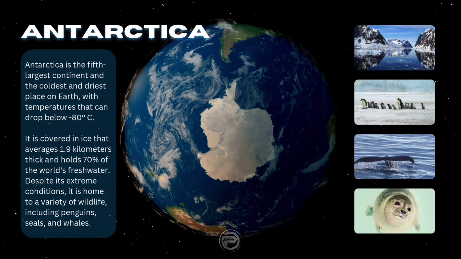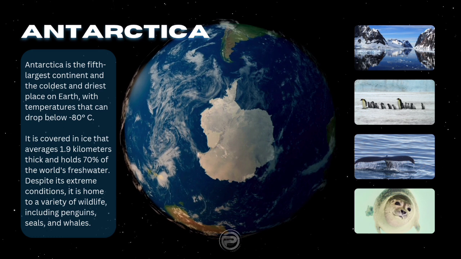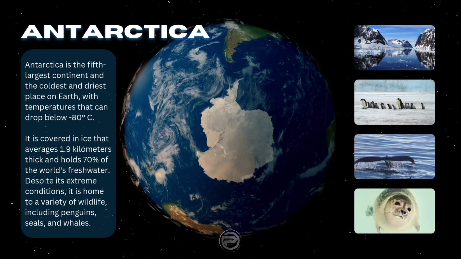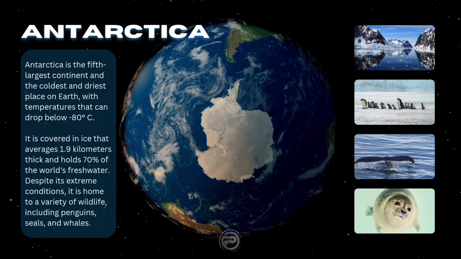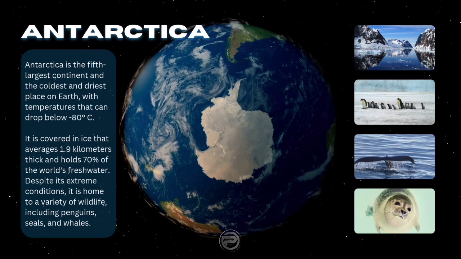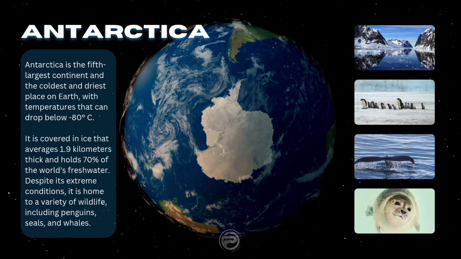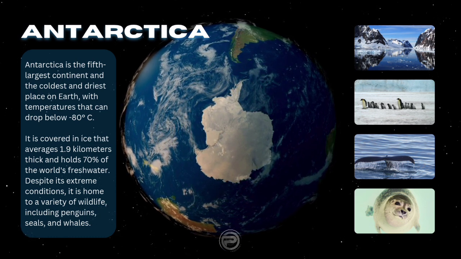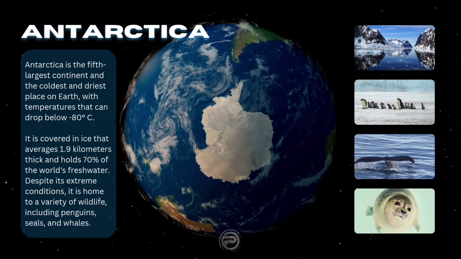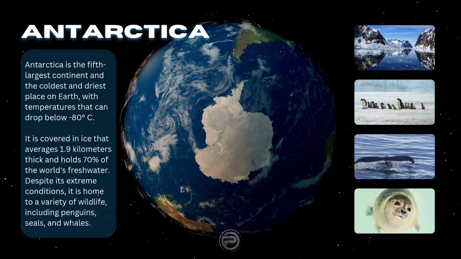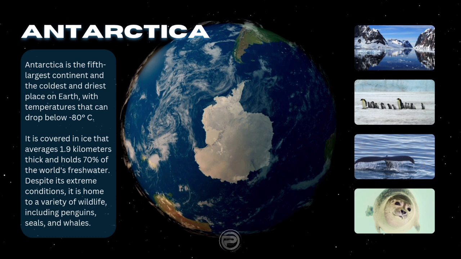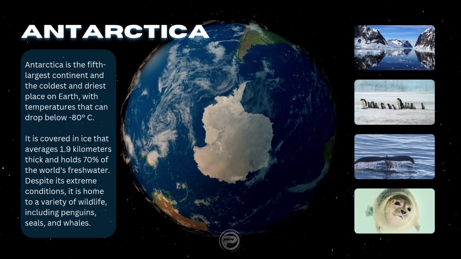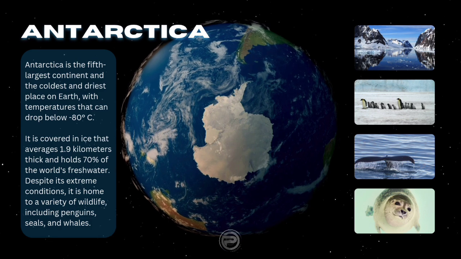Antarctica. Antarctica is the fifth largest continent and the coldest and driest place on Earth, with temperatures that can drop below -80 degrees Celsius. It is covered in ice that averages 1.9 kilometers thick and holds 70% of the world's freshwater. Despite its extreme conditions, it is home to a variety of wildlife, including penguins, seals, and whales.